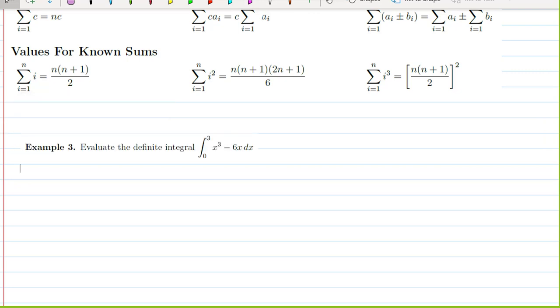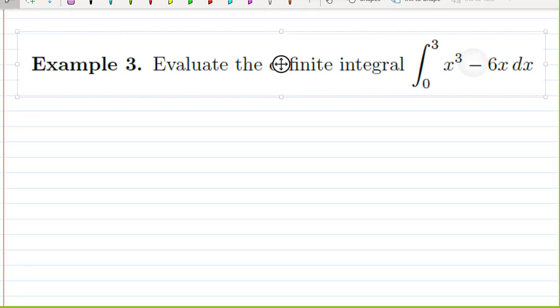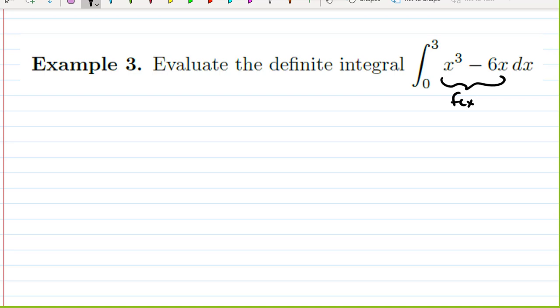So now, armed with this knowledge, we are now able to work example number 3. So for example number 3, we want to evaluate this definite integral. So in other words, we want to find the area underneath this curve. So we identify our f of x, which is this piece right here, and we're going to set up our Riemann sum. So delta x is equal to b minus a over n. So that's 3 minus 0 over n, which gives us 3 over n.